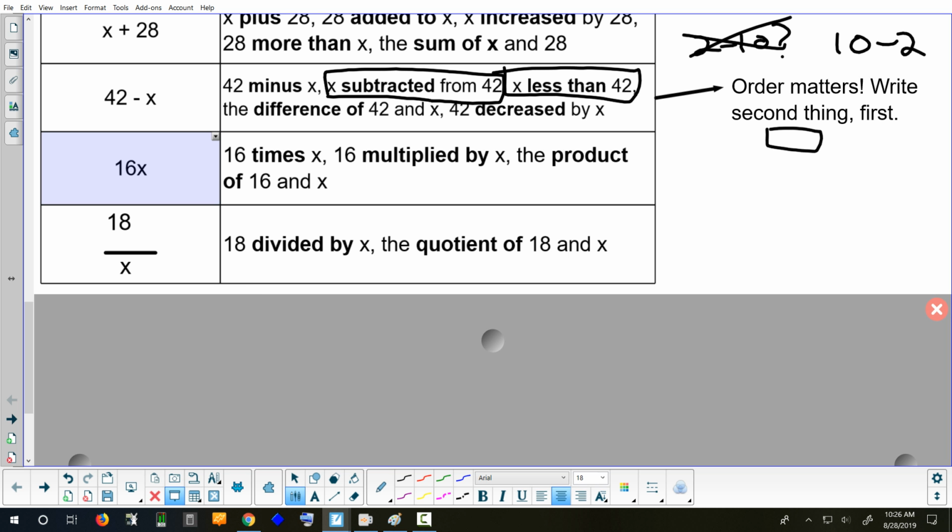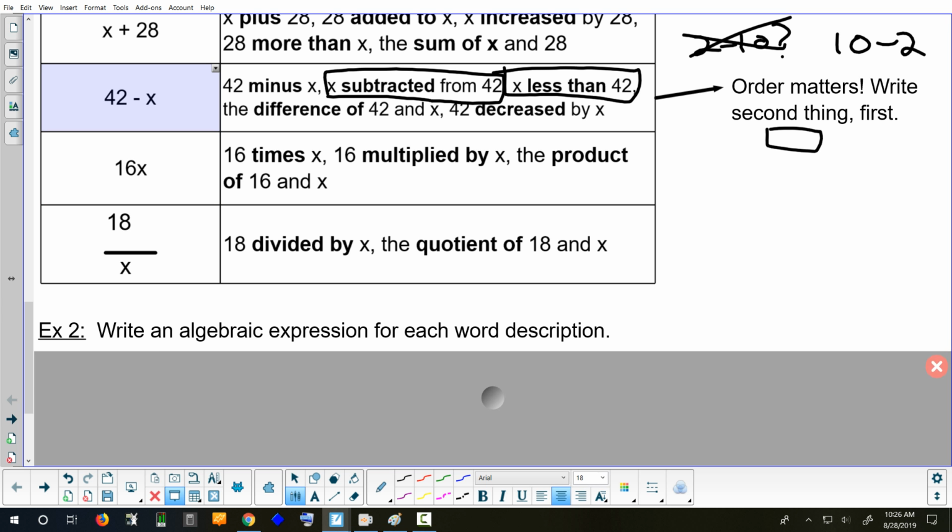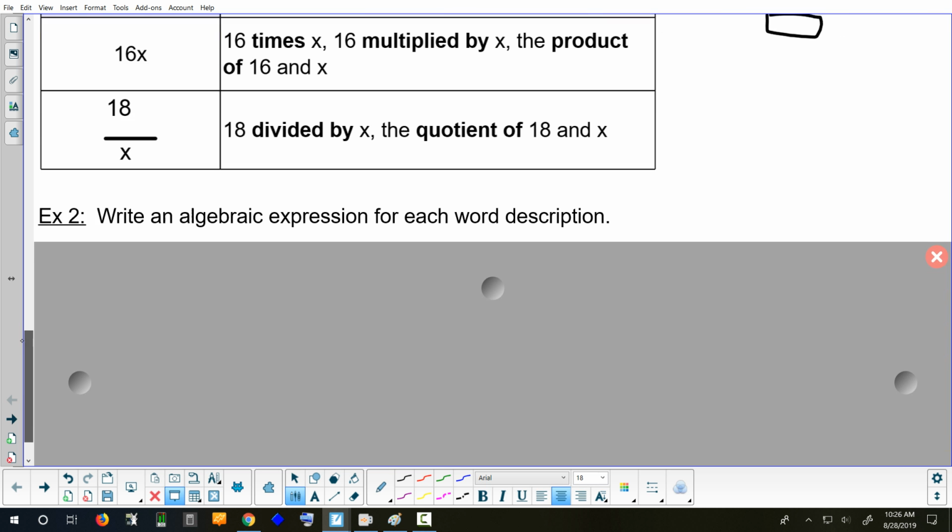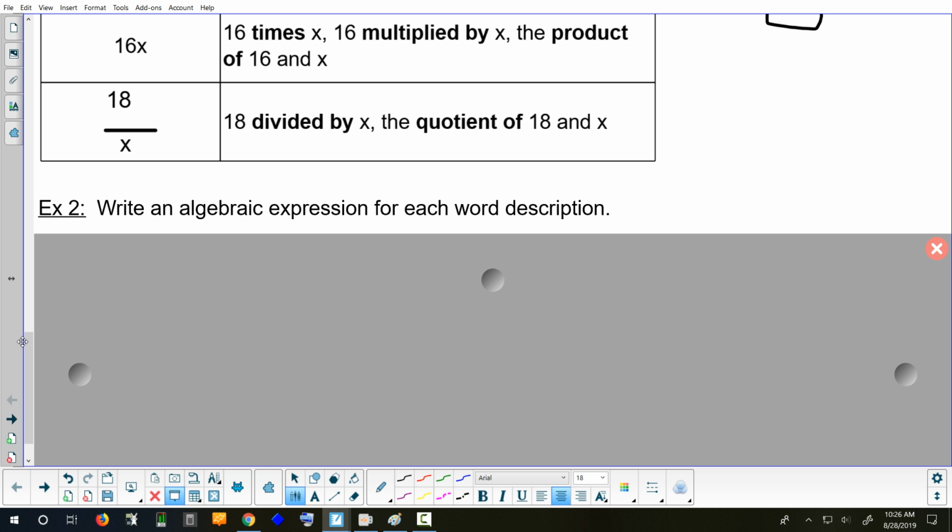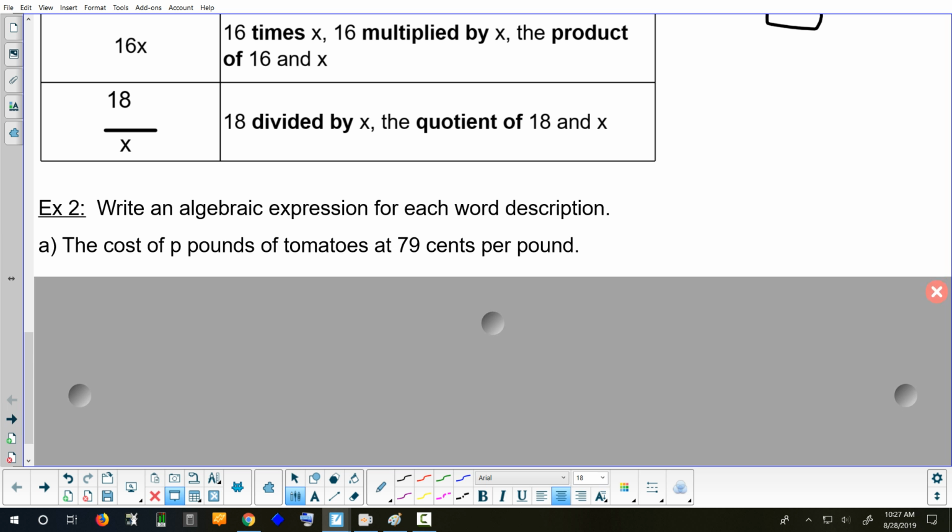Right, so what we're going to look at now is I'm going to give you guys a sentence, and I just want you to change it from an English sentence into something that looks like math. Okay? So example 2, there's a spot right next to it. You can write the directions. We're going to write an algebraic expression for each word description, or each sentence. I'm going to give you guys a second to copy that.